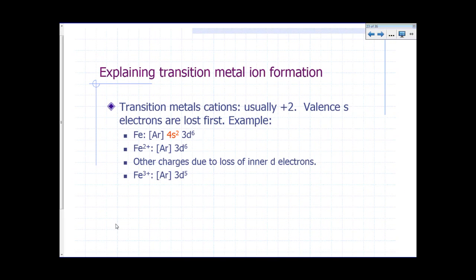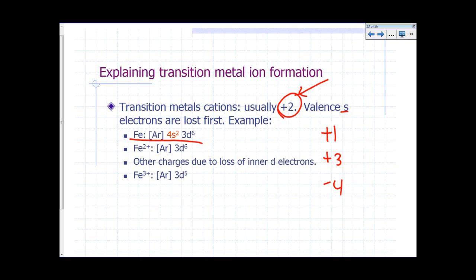Now, how do we explain transition metal ion formation? Transition metal cations, as we've learned earlier, most commonly have a charge of +2, although they tend to be found with other charges in nature, +1, for example, or +3, or +4. And the explanation for why +2 is the most common charge is that the outermost s electrons are the ones that are actually lost first.